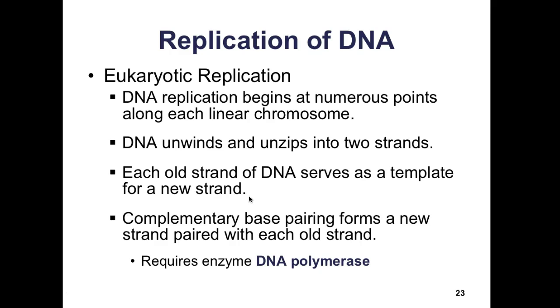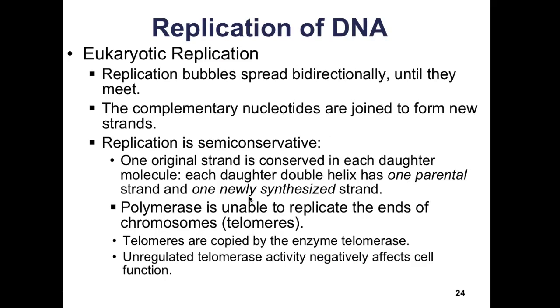Eukaryotic replication begins at numerous points along each linear chromosome. The DNA unwinds and unzips into two strands. Each old strand of DNA is going to serve as the template for the new strand, and following the rules of complementary base pairs, the new strand will be formed. This requires the enzyme called DNA polymerase. So, eukaryotic replication occurs at an area called the replication bubbles. Replication bubbles spread bidirectionally until they meet. The complementary nucleotides are joined to form the new strands.